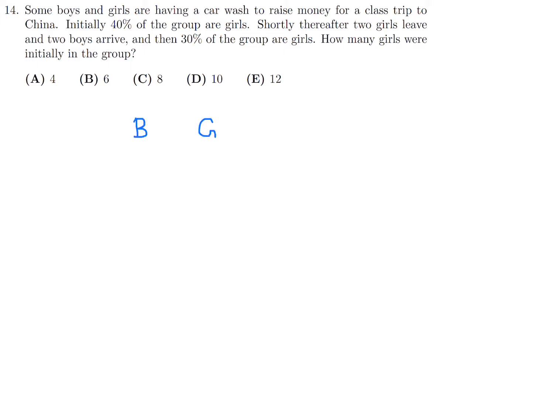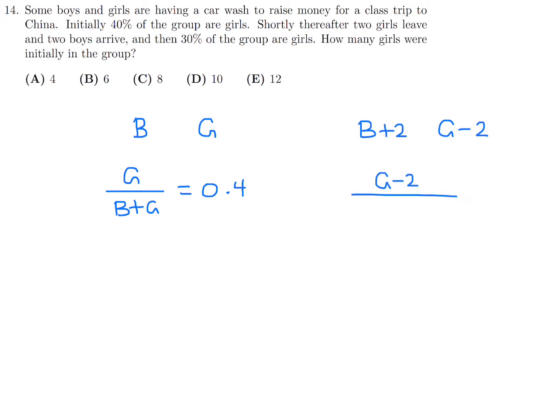We'll represent B and G as the number of boys and girls. So initially, the number of girls over the total was 40%, so 0.4. And then later, we had 2 girls leave, so G minus 2, but 2 boys arrive. And using these numbers, if you calculate the percentage of the total, which would be B plus 2 plus G minus 2, that is 0.3. So there you go. You got 2 equations, 2 variables, and we have to solve. We have to basically find the value for G.